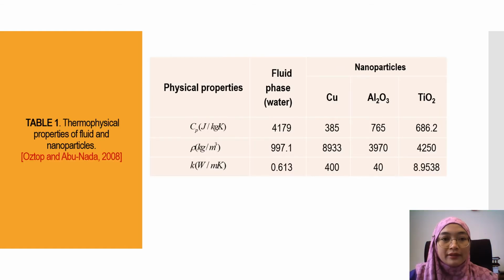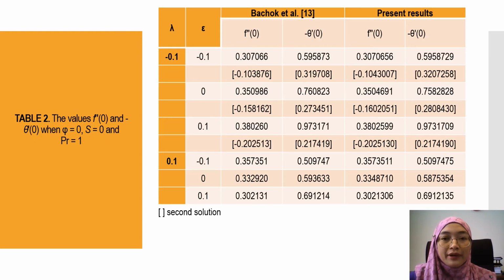Table 1 is the thermophysical properties of fluid and nanoparticles introduced by Oztop and Abu-Nada in 2008. In this paper, we use water as the base fluid and copper, titania, and alumina as nanoparticles. Table 2 shows the comparison between the present results and Bakar et al. 2013, and from the numerical result, it shows that the results are in good agreement.